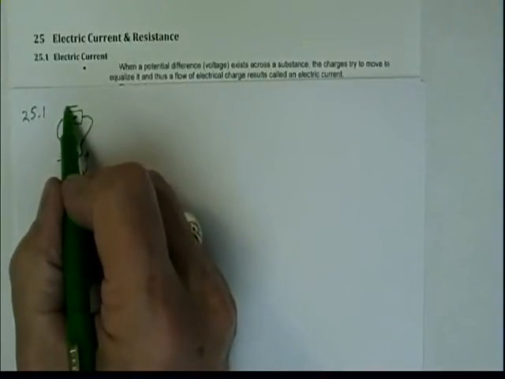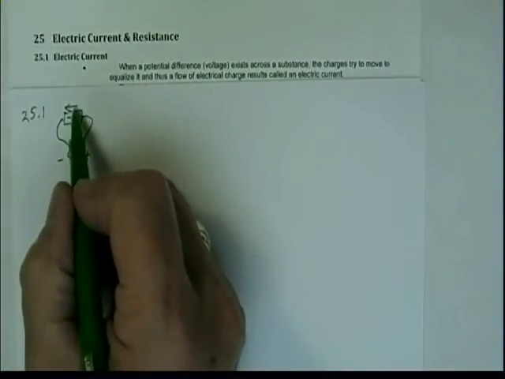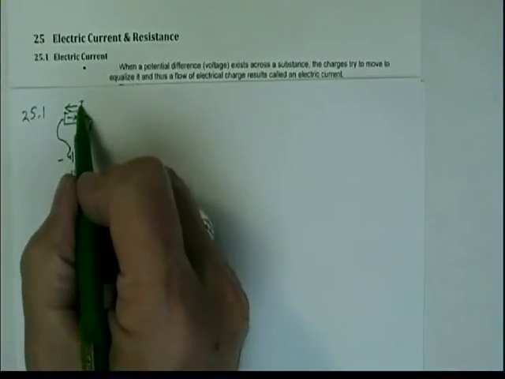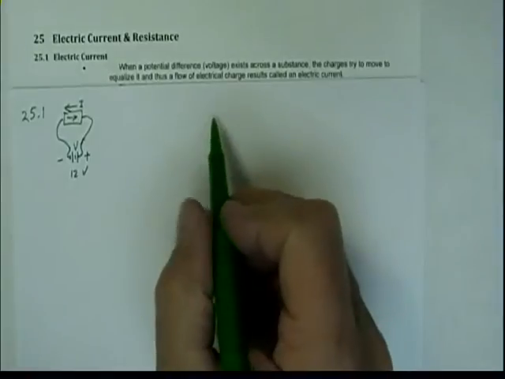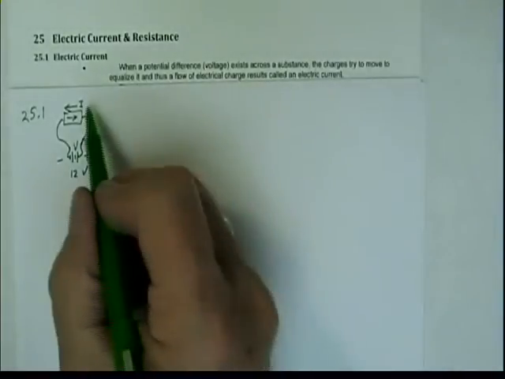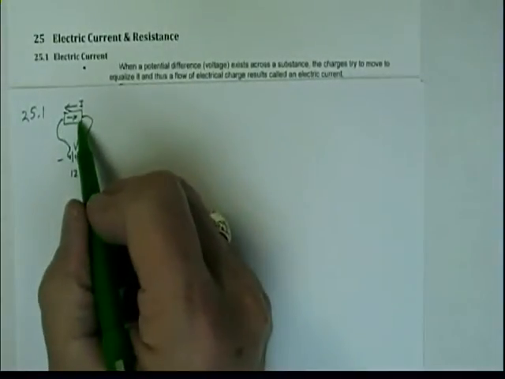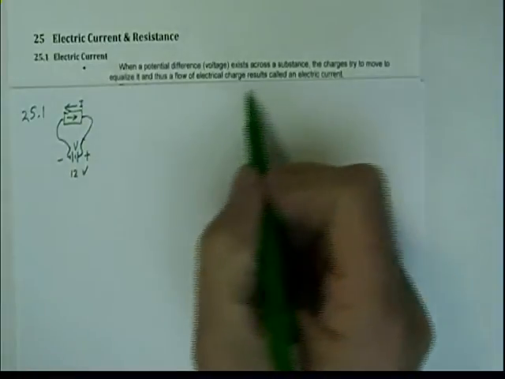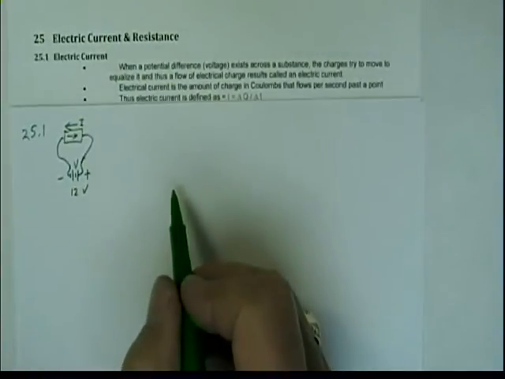Actually, the current will flow in the direction of positive charge, which is in this direction. So this will be the direction of the flow of current. So this flow of electrical charge that occurs within a substance is called an electric current.